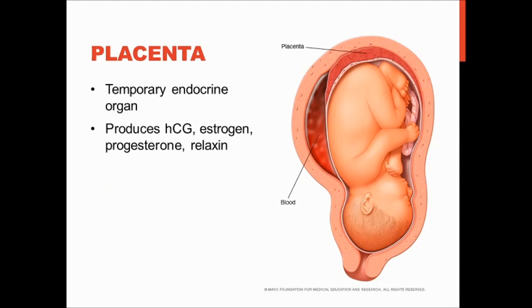One of our temporary endocrine organs is the placenta, which is only found during pregnancy. It produces a hormone called HCG, human chorionic gonadotropin, which is the hormone that is detected during a pregnancy test. The placenta also produces estrogen, progesterone, and relaxin, which all help during the pregnancy in maintaining a healthy lining for the baby and a healthy womb for it to grow in.